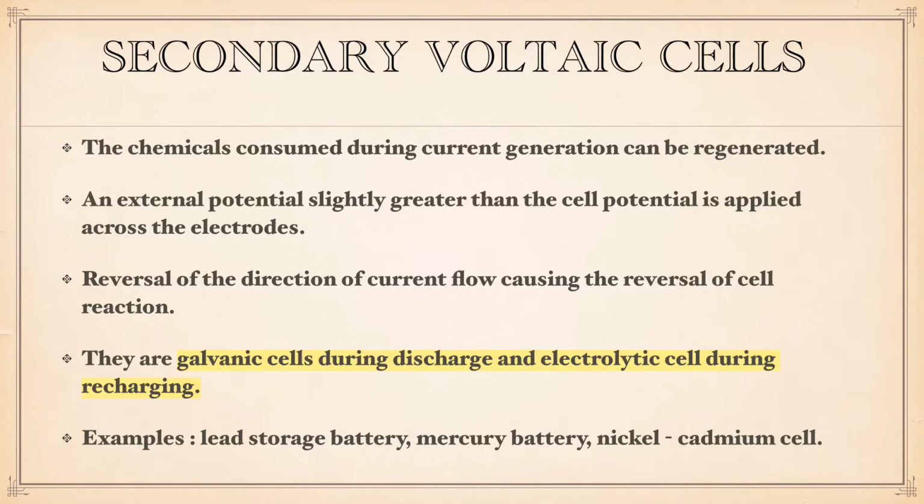One more very important thing: secondary voltaic cells are galvanic cells during discharge, whenever they are being used up, and whenever they are recharged they act as electrolytic cells. Hopefully you know the difference between a galvanic cell and an electrolytic cell. Galvanic cells are the ones where chemical energy converts into electrical energy, and an electrolytic cell is the one where electrical energy converts into chemical energy. Some examples are the lead storage battery, mercury battery and nickel cadmium cell.